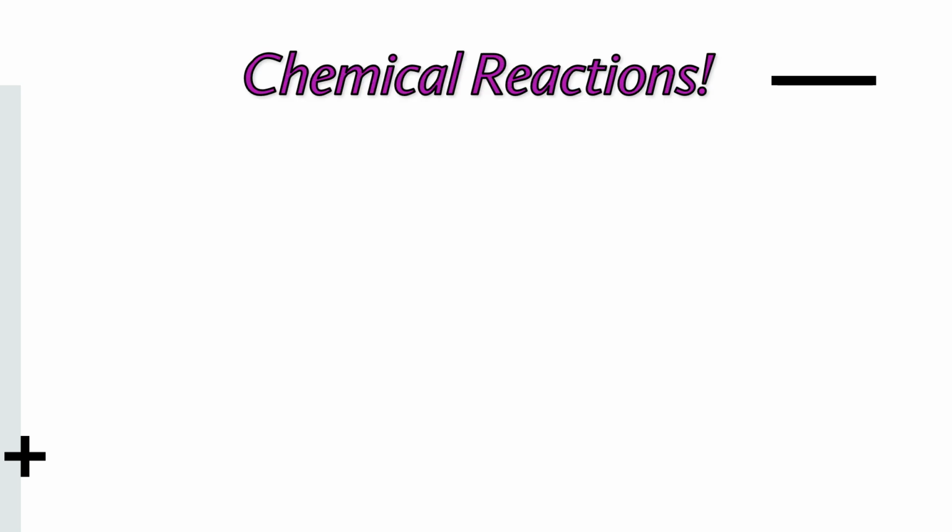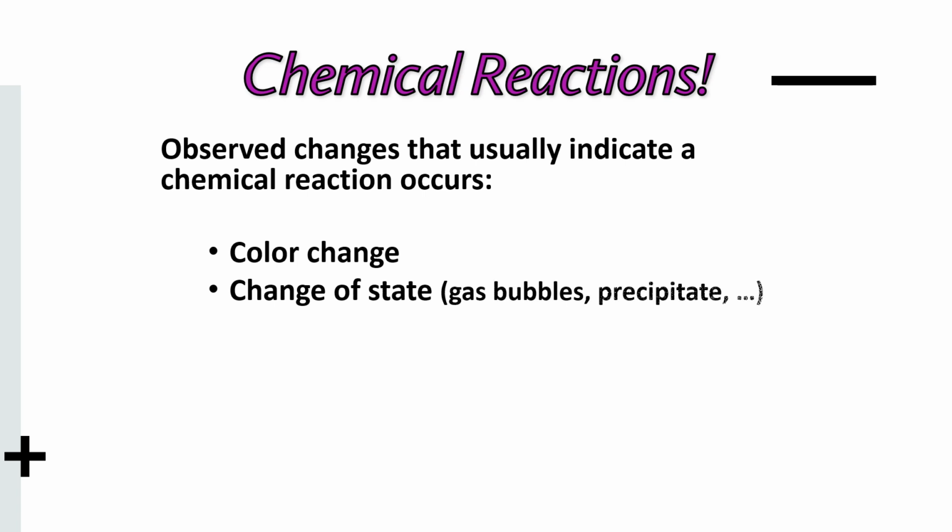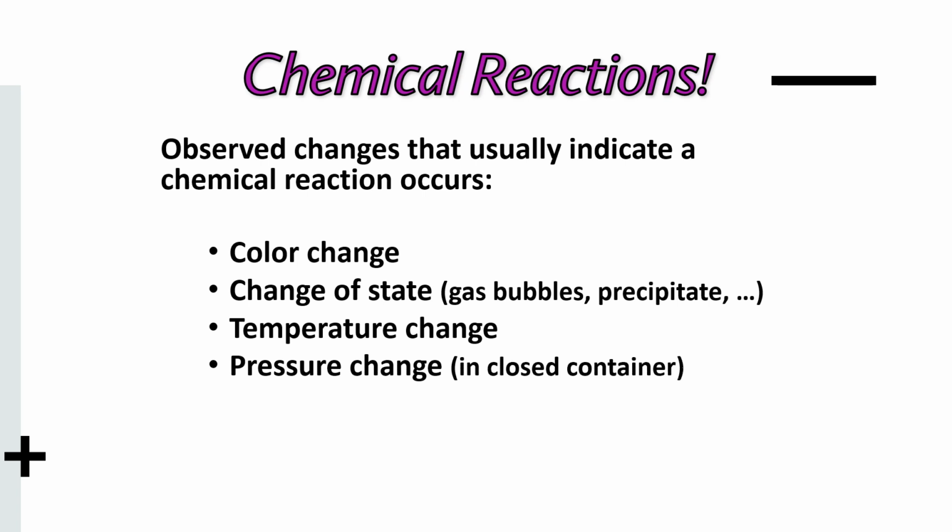We can usually detect chemical reactions through different traits, and we can observe changes that usually indicate a chemical reaction has occurred. For example, color changes or changes of state. For example, when two compounds react with each other, sometimes they would precipitate or create gas bubbles. Temperature change, pressure change in a closed container. If it has a closed environment, it can change pressure, and also change in odor.